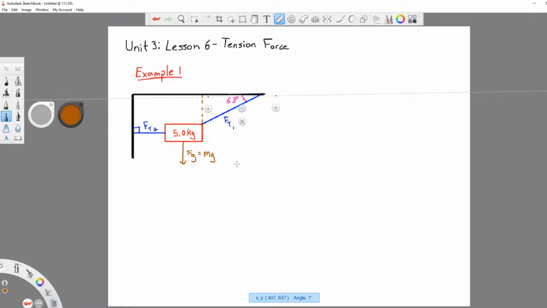We can set this thing sideways, and there we go. So here we'll have FT1x, and here we'll have FT1y. Perfect. Let's break this up into x and y directions now.